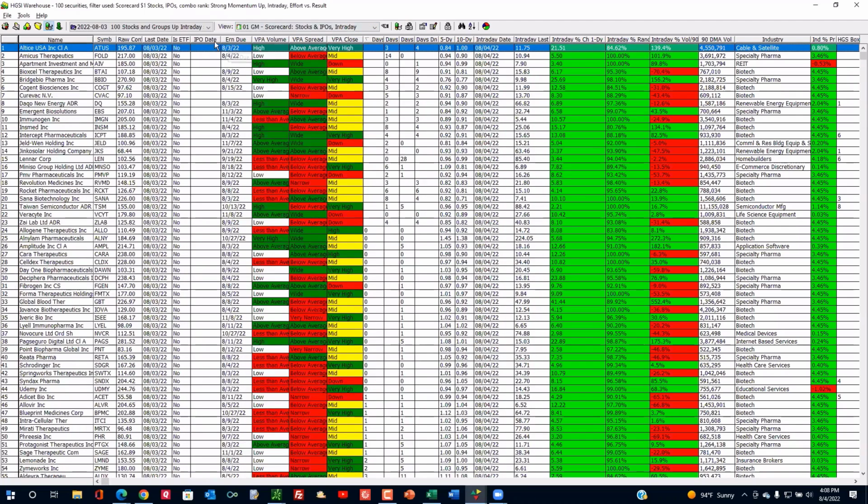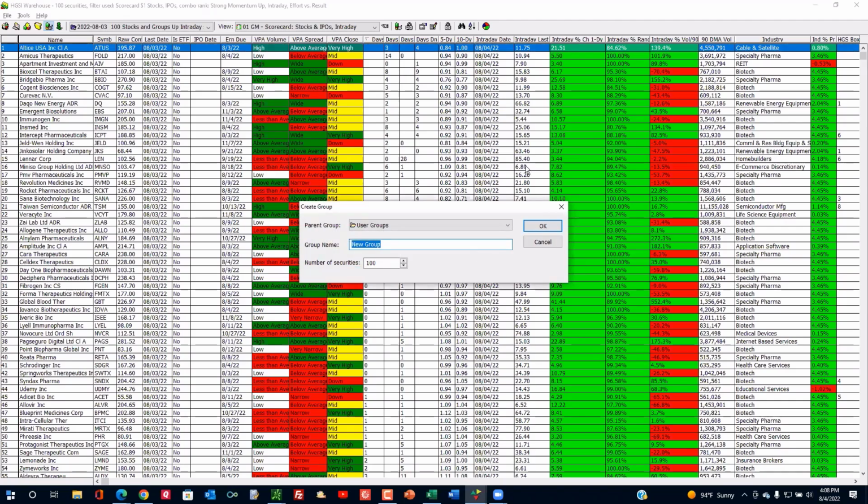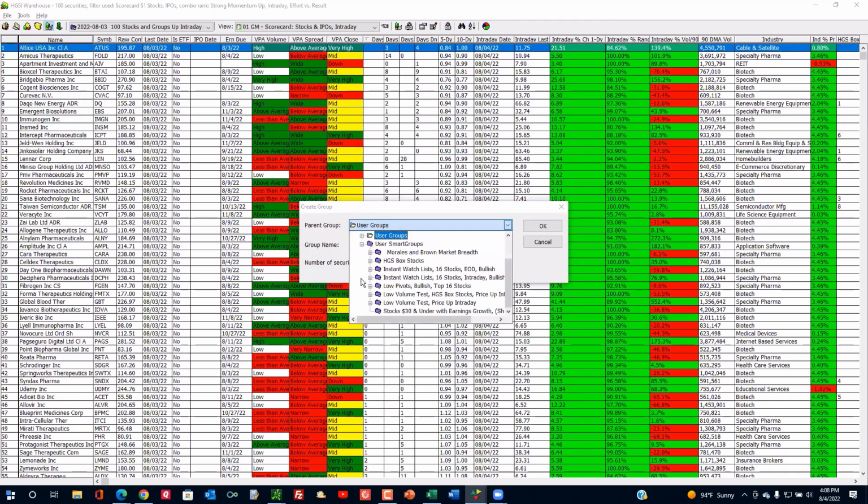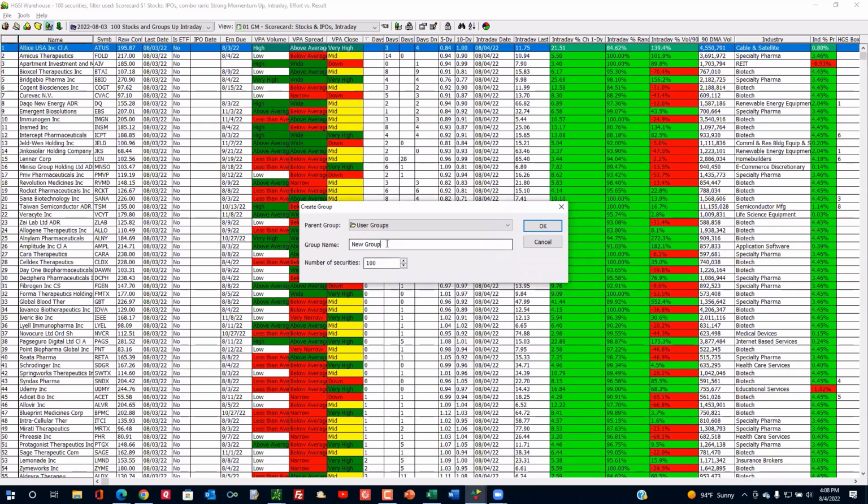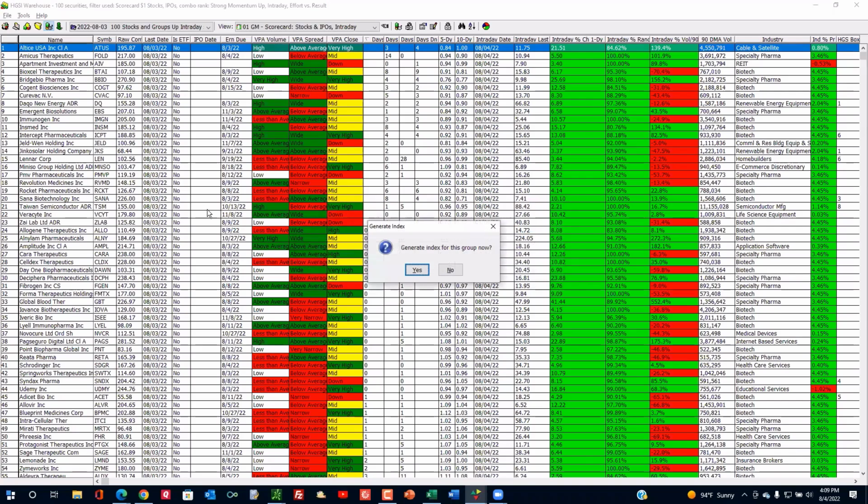Now, I could save this group if I wanted to, because this is a 1-day group. I'm going to do an alternate G. It goes under my user groups. I'll just call this up. What's the date today? August 4th. Now, I've got this for tomorrow.